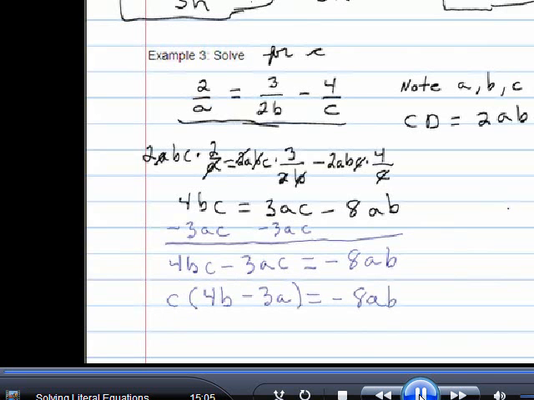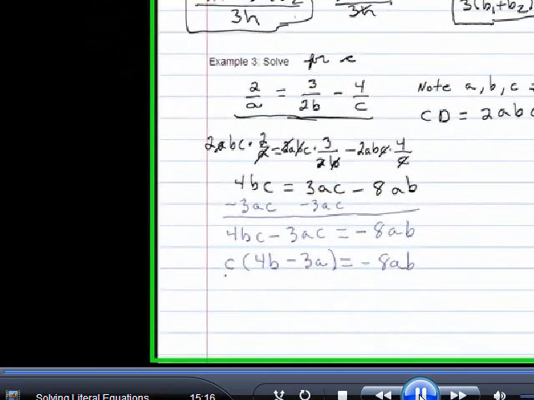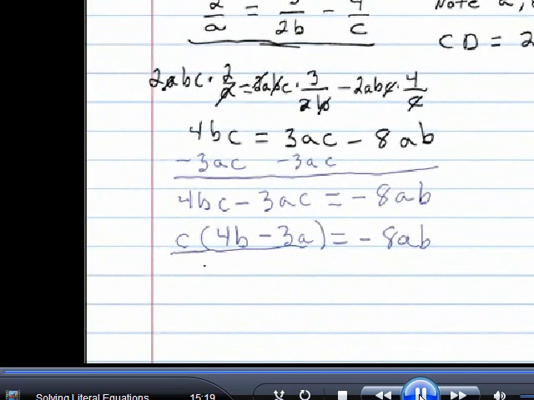And now I'm down to the last step, reverse what is done to c. And of course, to reverse what is done to c, you have to know what is done to c. And c is multiplied by that bracket. So to reverse what is done to c, I will divide by that bracket. On the left side, my 4b minus 3a's cancel, and I'm left with c. On the right side, I cannot reduce.